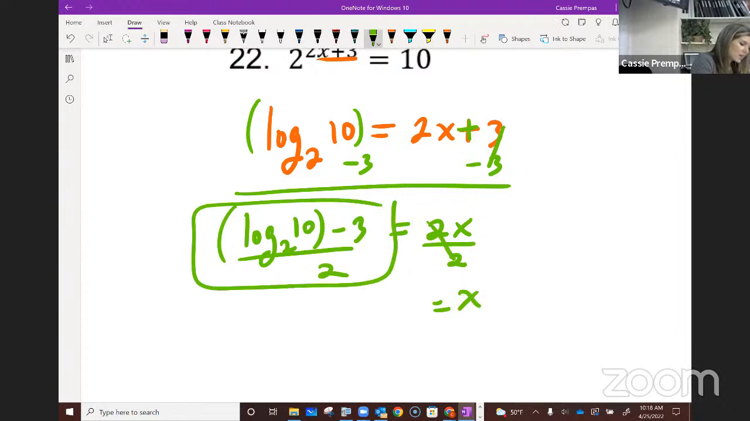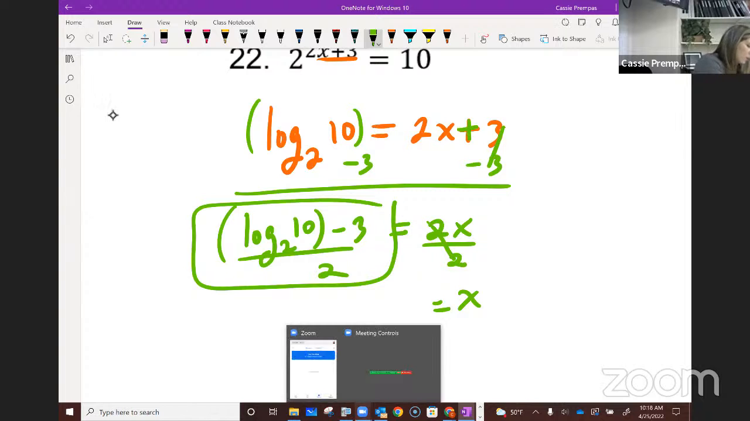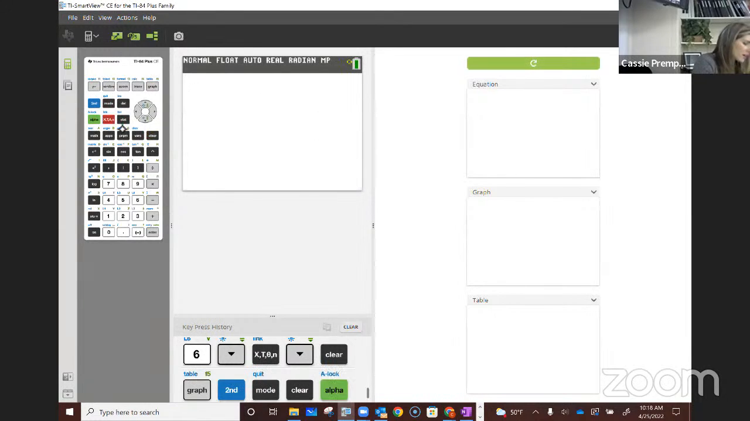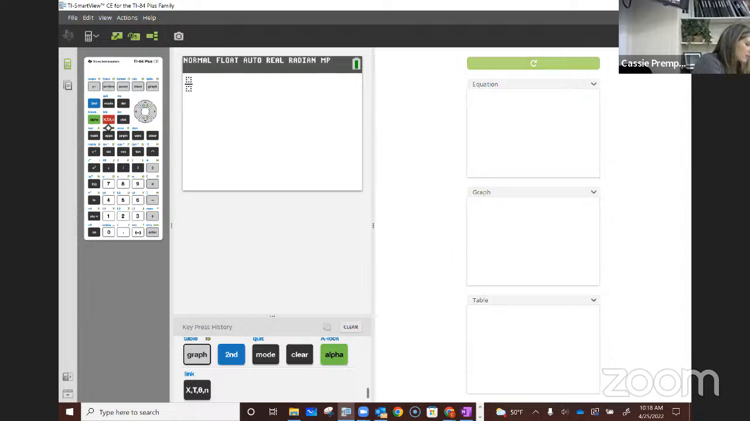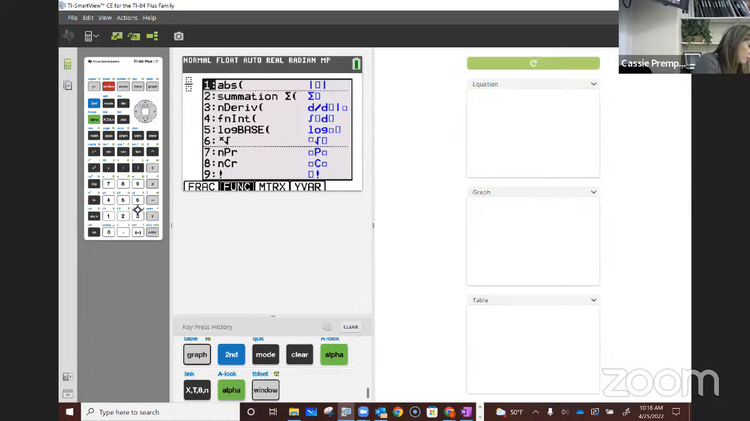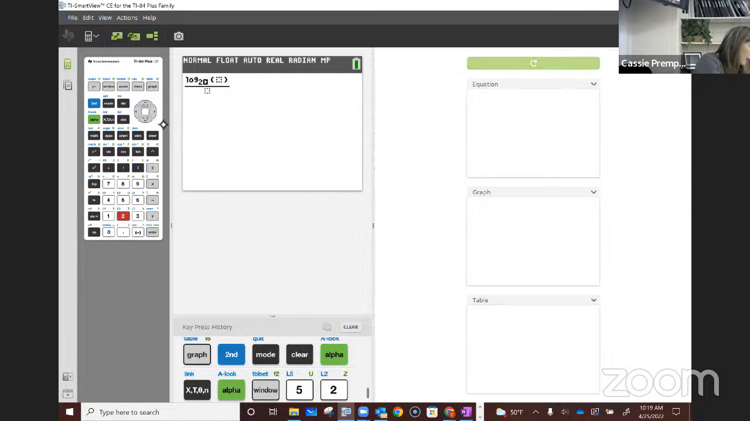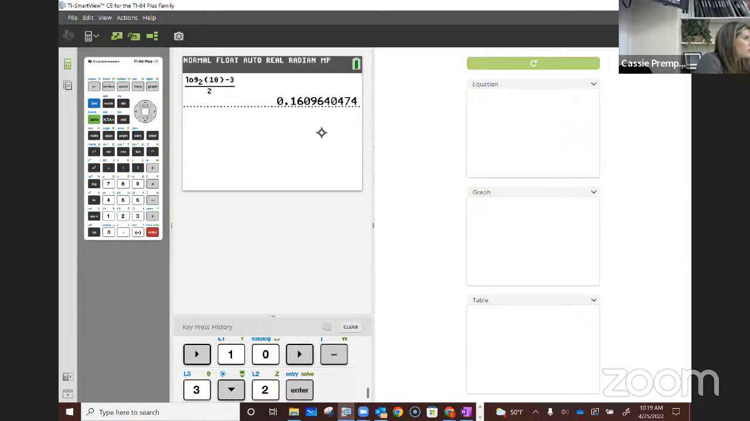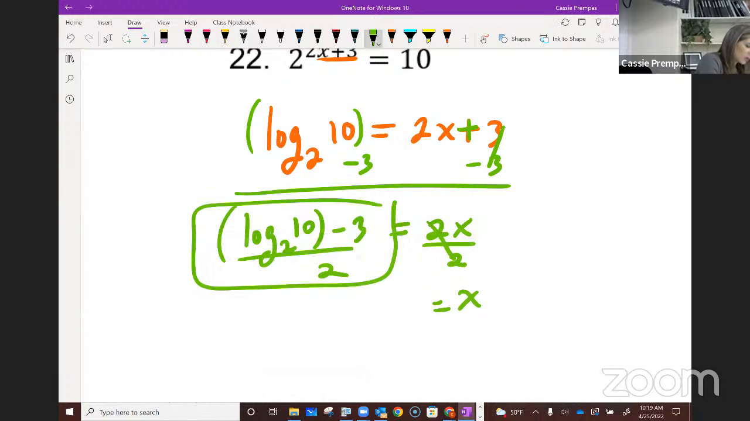If I ask you to leave this in exact form, this would be your answer. But if I ask you to round, and I will usually ask you to do both, you want to make sure that you know how to plug this in. So we want to make sure we start off in a fraction. Do you remember how we access the log? Alpha window, good. Option 5. So we would do log base 2 of 10, minus 3, divided by 2. Yep, 0.161. So you would say x equals 0.161. And that's what it would be in exact form and rounded.